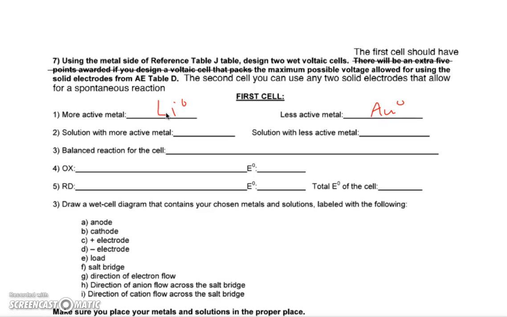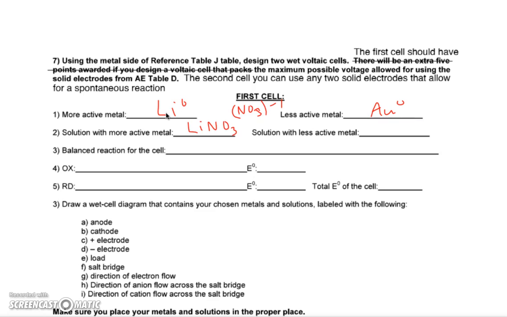The solution that we are going to use, the best one to use is probably the nitrate solution. The nitrate's always going to be a spectator ion. It's also always soluble. So since nitrate is a -1 ion, the formula for lithium nitrate is just going to be LiNO3.